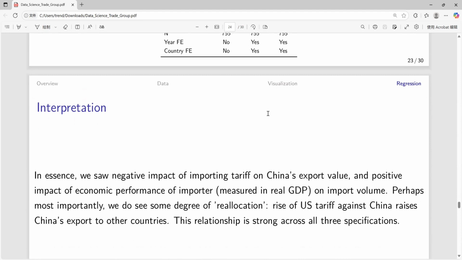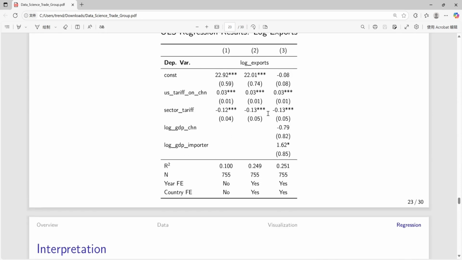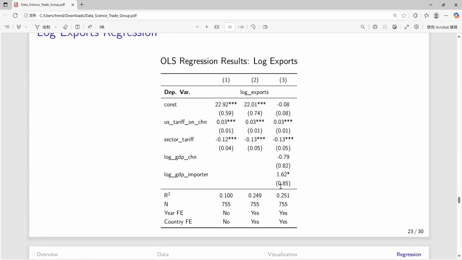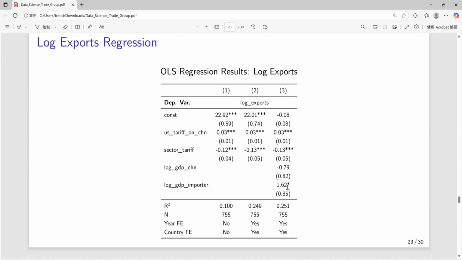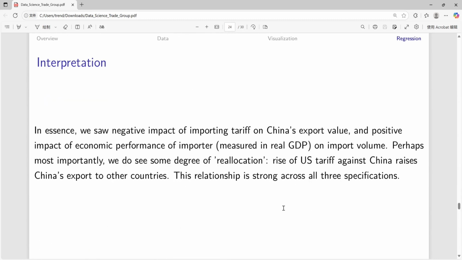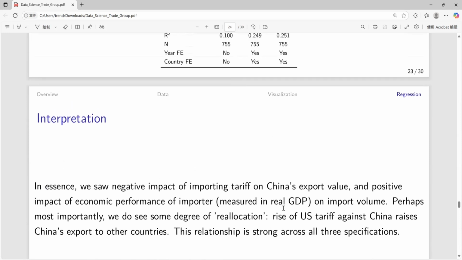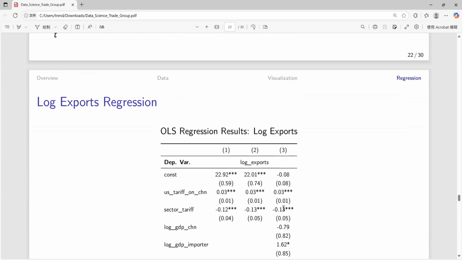We also see a positive impact of the economic performance of an importer on the import value, which is evidenced by the positive coefficient on the log GDP importer in the third specification, which is the full specification that includes all the variables as well as the year and country fixed effects. And perhaps most importantly, we do see some degree of reallocation, which is evidenced by the positive coefficient. It's highly statistically significant as well on the US tariff on China variable.